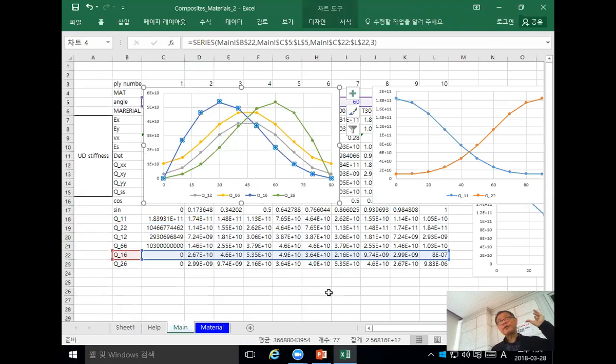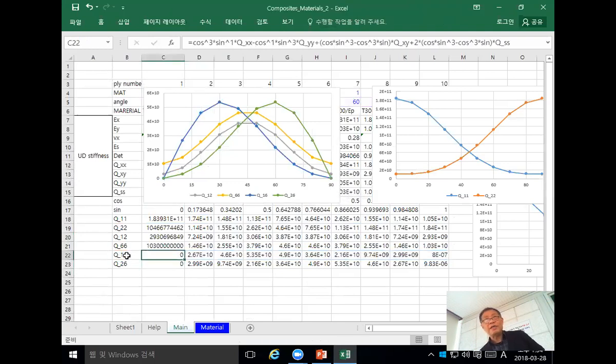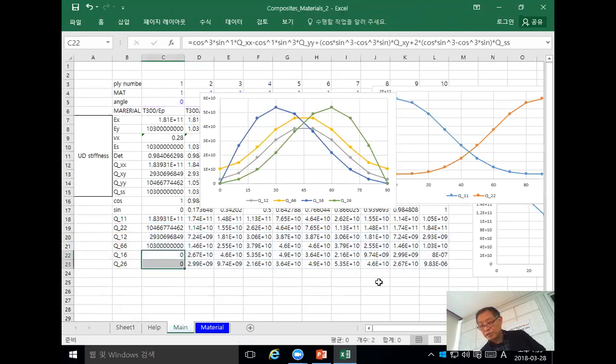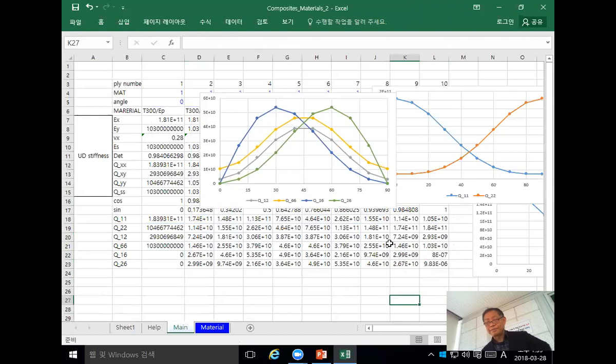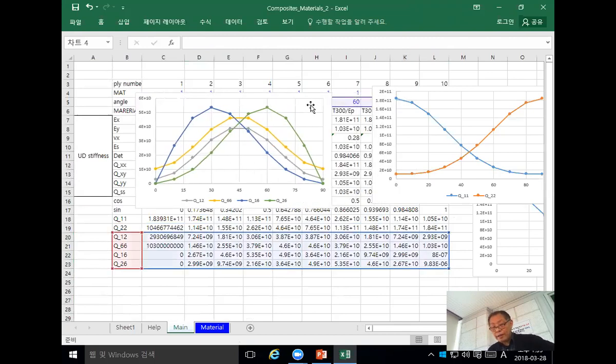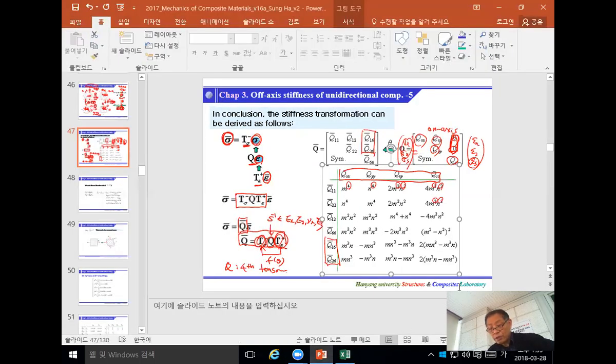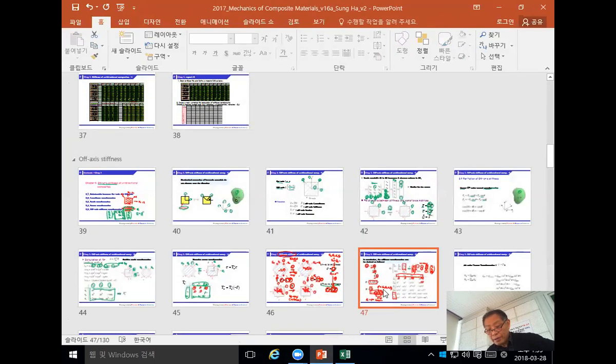That is the shear and normal coupling term. Q16 will be 0 on axis, right? Q16 is 0 at 0 degree. 0 degree is the on axis. So it has to reach 0 and 0 here again. Now, the most important term is the Q66, for example.